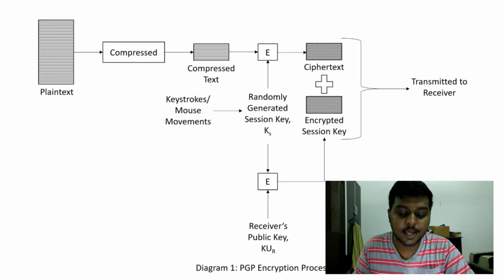The text encrypted using the session key is known as ciphertext. Then the session key, which is used to encrypt the text, will be encrypted again using the receiver's public key. This encrypted session key is then attached together with the ciphertext and sent to the receiver, usually through email.